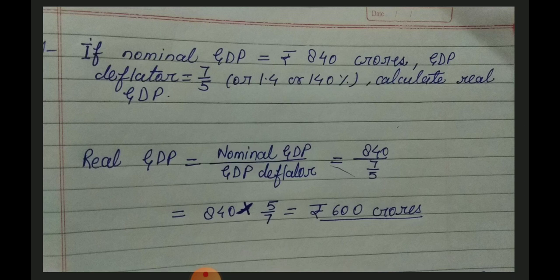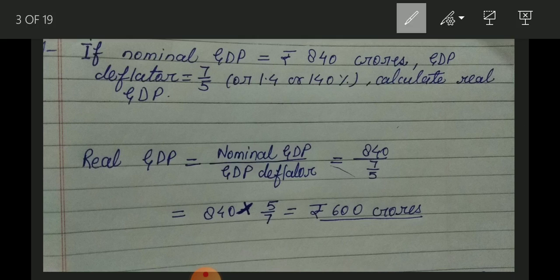First of all, let me discuss the questions that I had given in the previous video as homework. In this question, nominal GDP is given as 840 and GDP deflator is 7 upon 5. We can write it as 1.4, or in percentage, 140, because GDP deflator indicates the price index. Now we have to calculate real GDP. The equation of real GDP is nominal GDP upon GDP deflator. When we put in the values, we get the answer 600 crore.